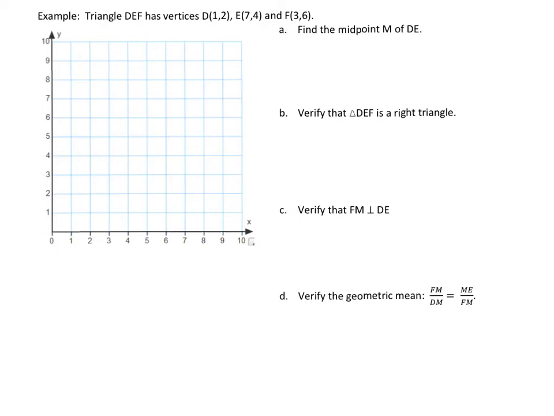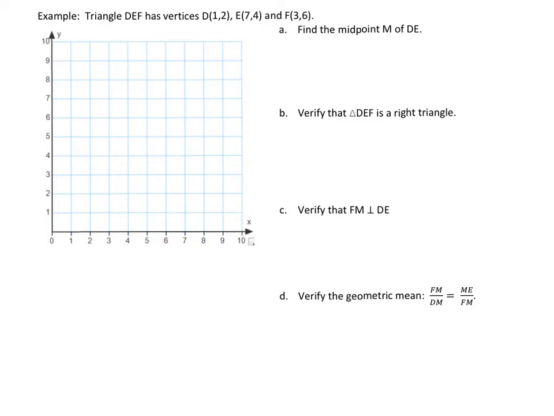Unit 6, Section 4, the last example. This example has us use what we know about coordinate geometry to prove some certain properties regarding the geometric mean and how to construct that altitude line.